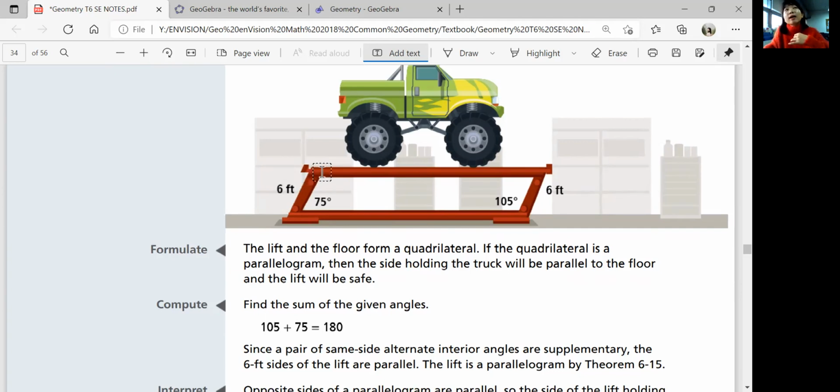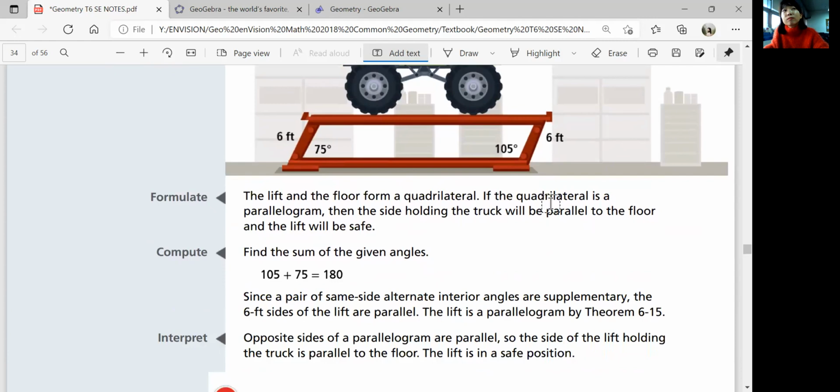And so you can say that the top and bottom sides are also parallel to each other since it's a parallelogram. By definition of parallelogram, all opposite sides are parallel to each other. Okay. So the lift is in a safe position.